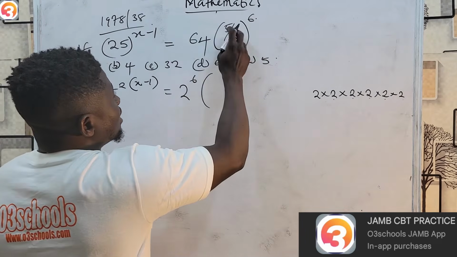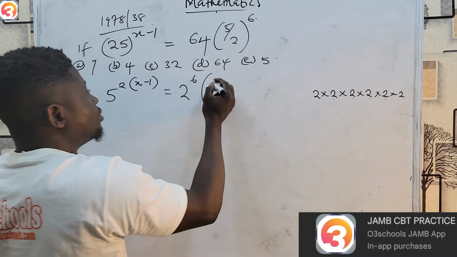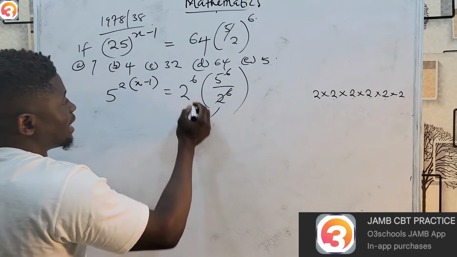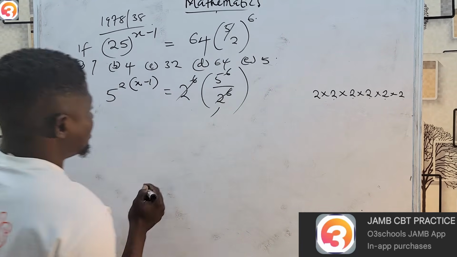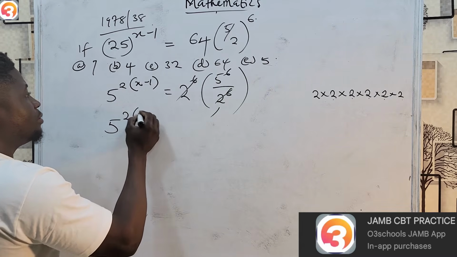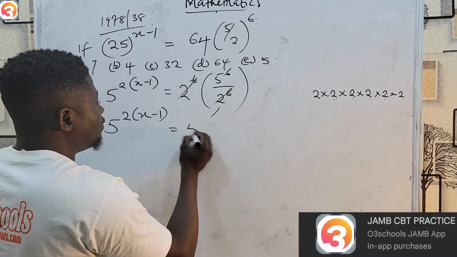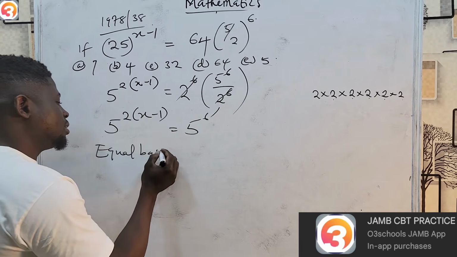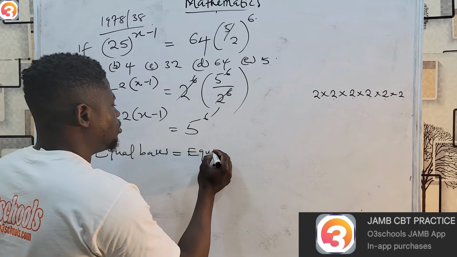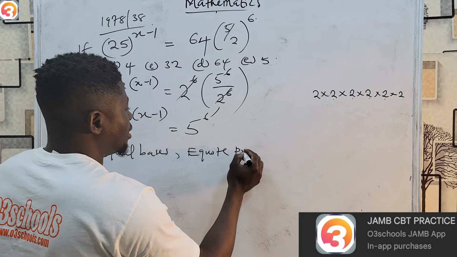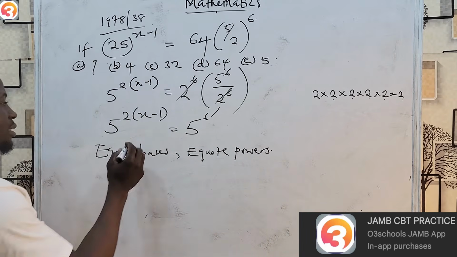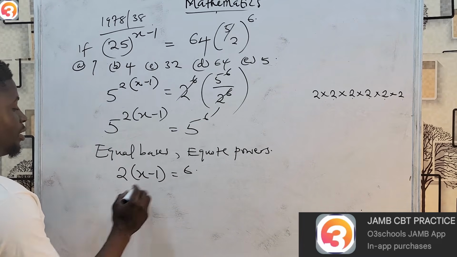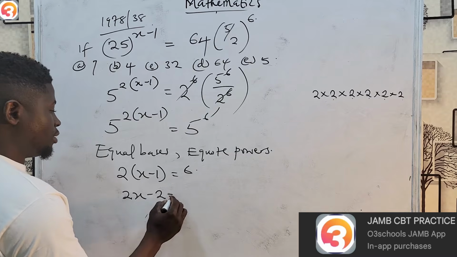Then, the bracket: this power is affecting this 5 over 2, so it simply becomes 5 over 6, all over 2 over 6. That means this 2 over 6 can cancel this 2 over 6, leaving 5 raised to the power 6 there. So what is left here is 5 to the power 2 into the power x minus 1 is equal to 5 raised to the power 6. And of course, again, equal bases, you equate powers. So I'm going to have 2 into x minus 1 is equal to 6. Open the bracket: 2x minus 2 is equal to 6.